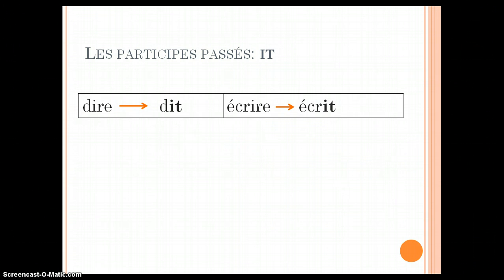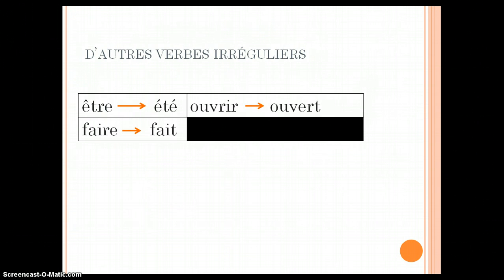Dire becomes dit, écrire becomes écrit. Ces verbes sont très irréguliers. Être change à été, ouvrir change à ouvert, et faire change à fait. Remember, even though they may end in re or ir or er, these verbs are irregular and have their own special past participle, or ed form.